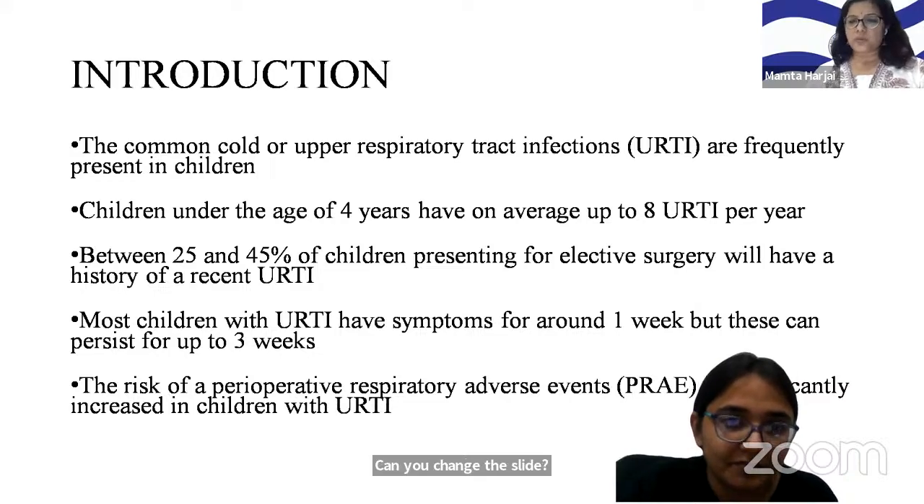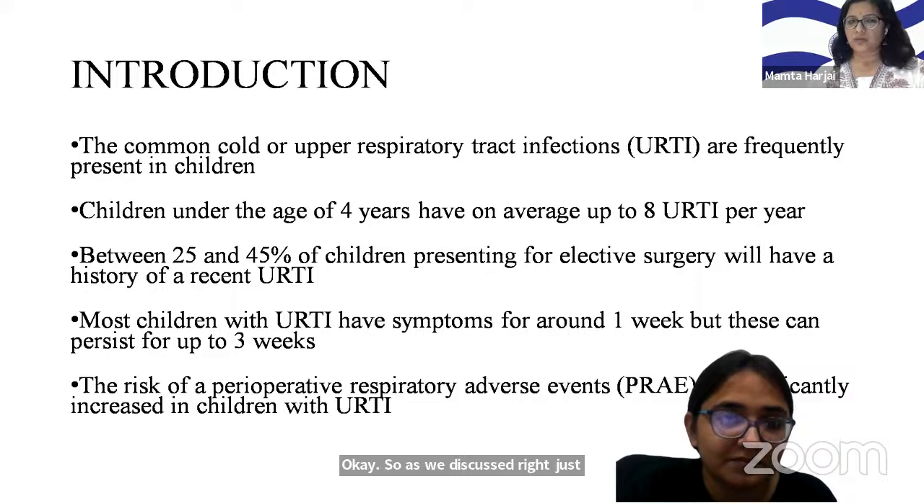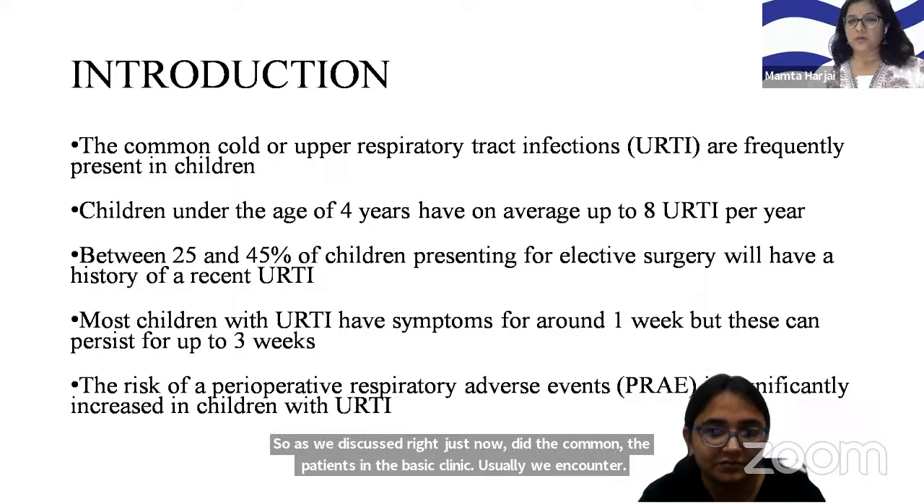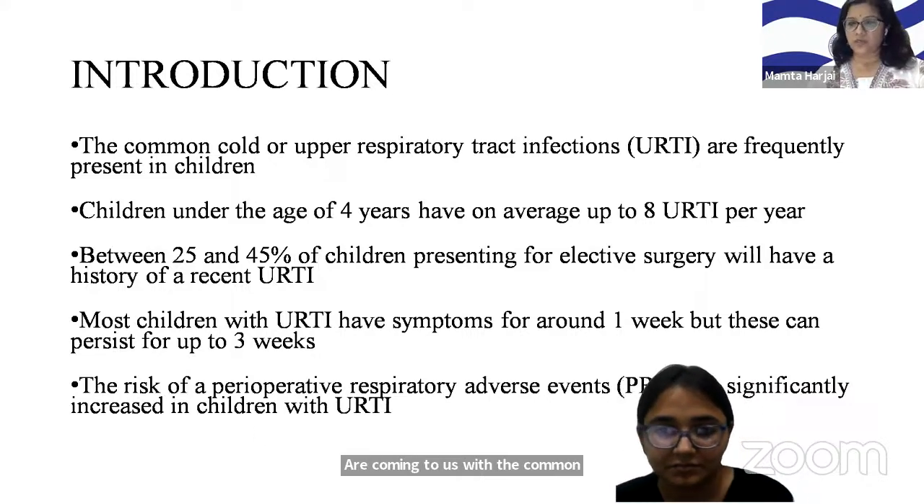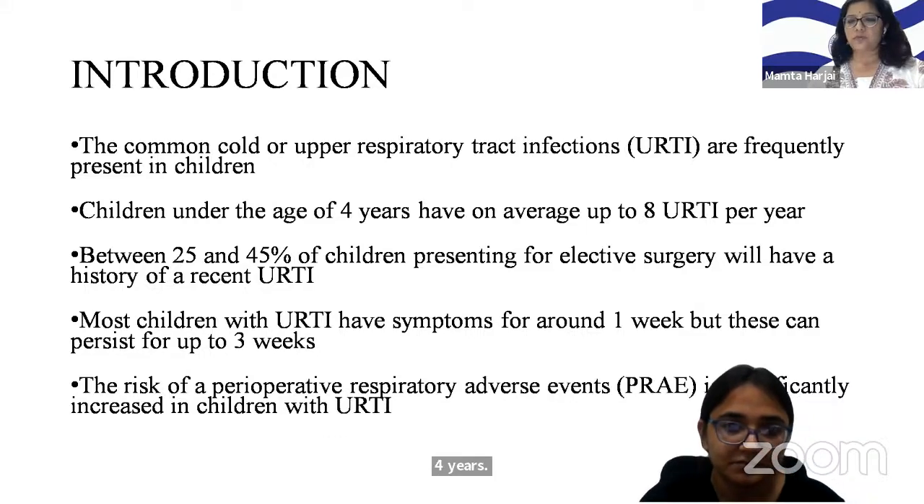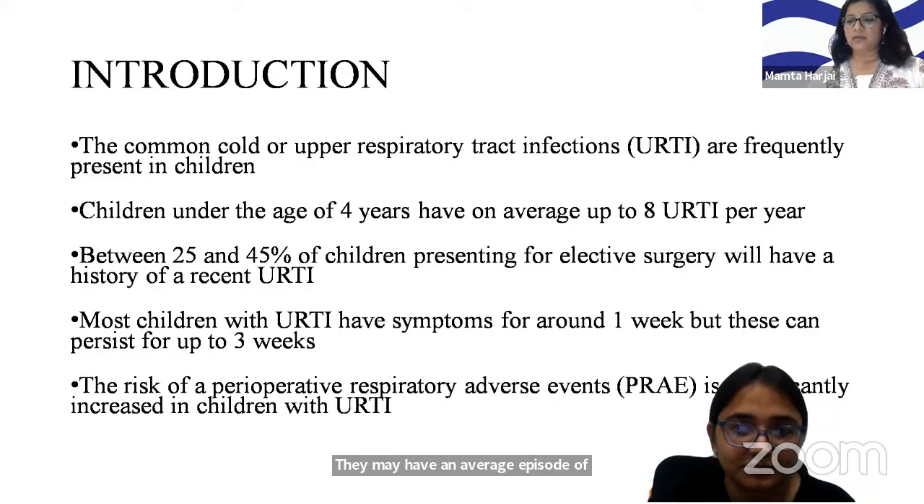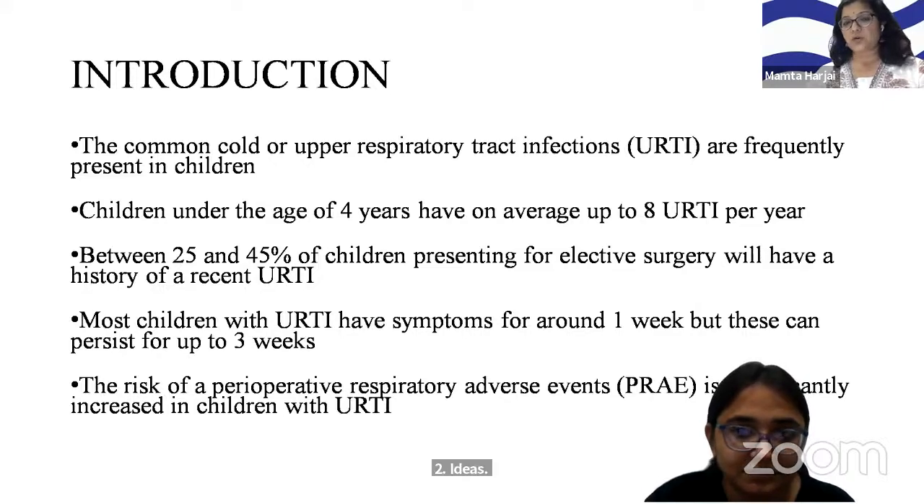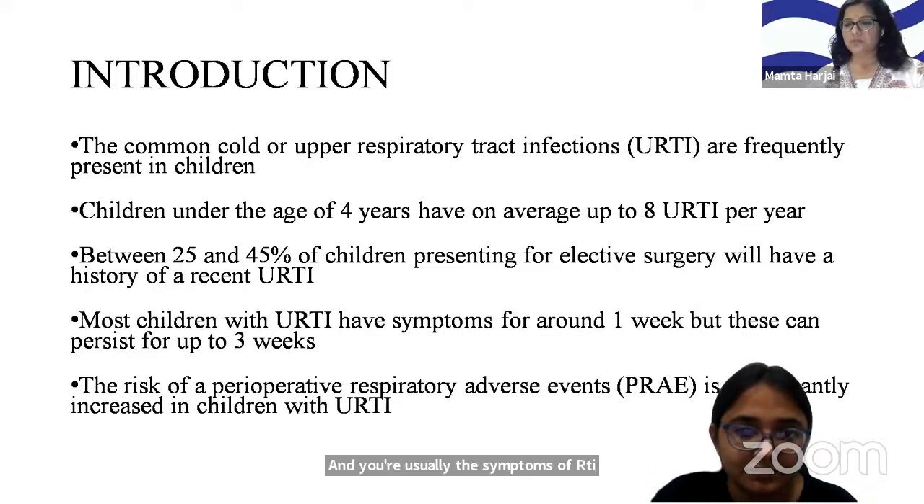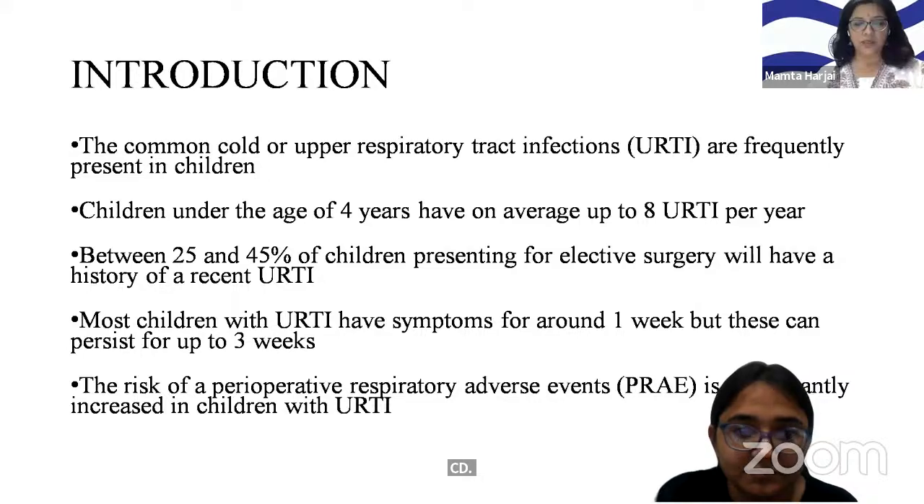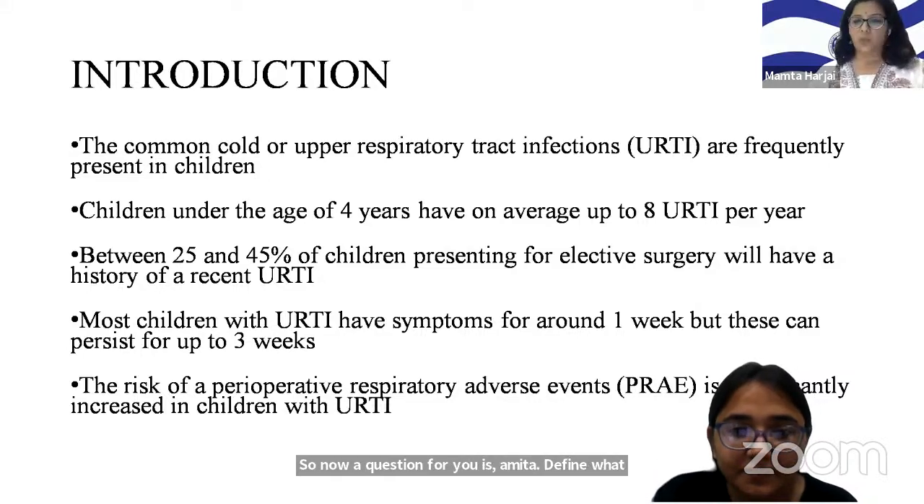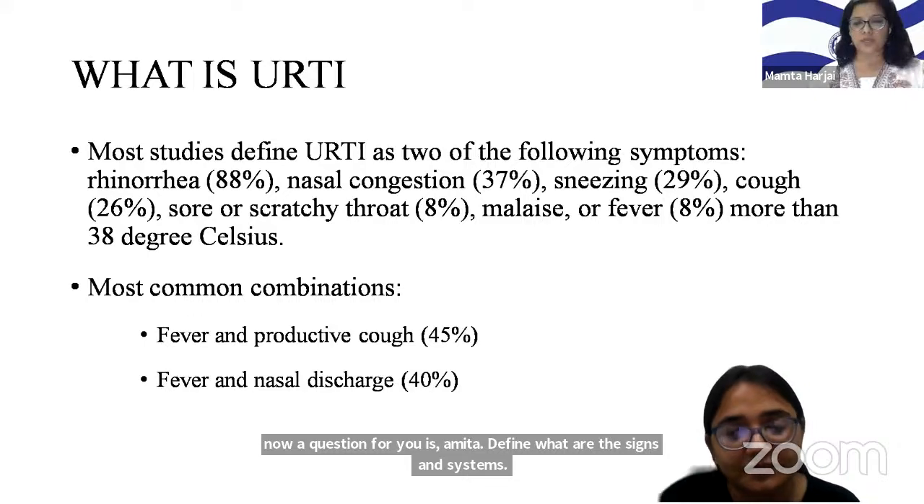Okay. So as we discussed just now, the patients in the PHC clinics that we usually encounter are coming to us with the common cold or upper respiratory tract infections, and under age 4 years, they may have an average of up to 6 to 8 URTIs per year. And the incidence may rise up to 45% of the children who are presenting for elective surgery. And usually the symptoms of URTI exist up to 7 to 10 days, but they may persist up to 3 weeks. So now, question for you, Amita: define URTI. What are the signs and symptoms, and what are the pathogens which are responsible for URTI?